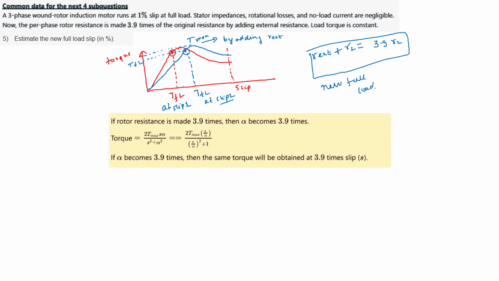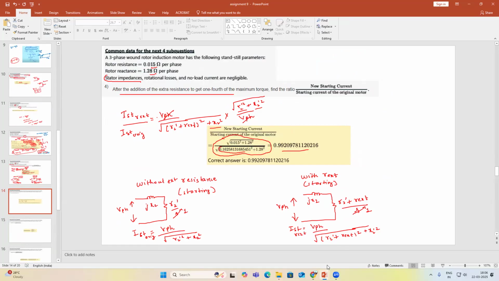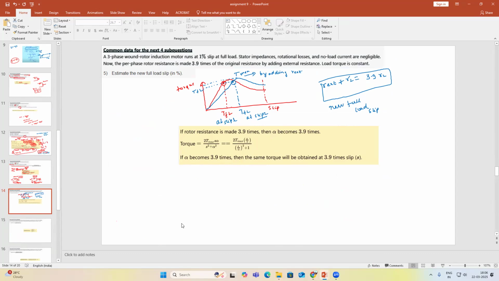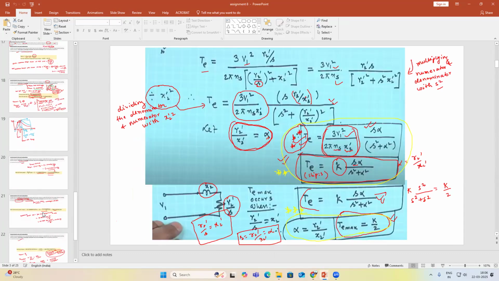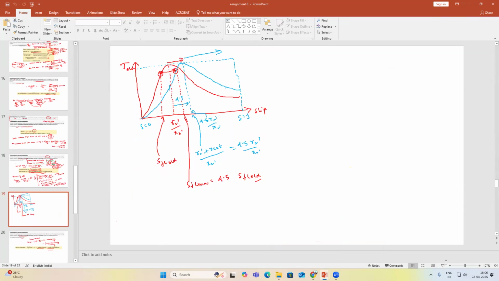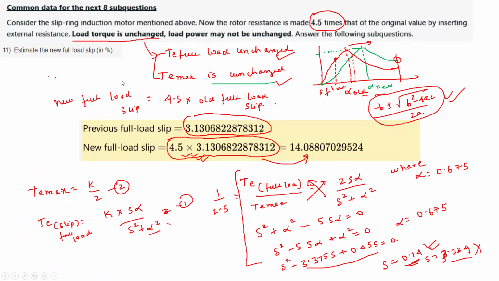Let me just open one previous assignment question. You see, in the last class also we saw one very familiar question. They were saying that if the external resistance is added such that the rotor resistance becomes 4.5 times the original value, what is the new full load slip in percentage? Exactly the same question, just this value is changed.